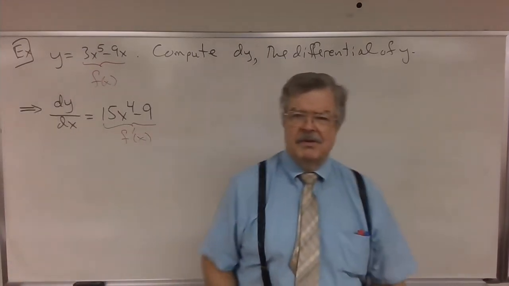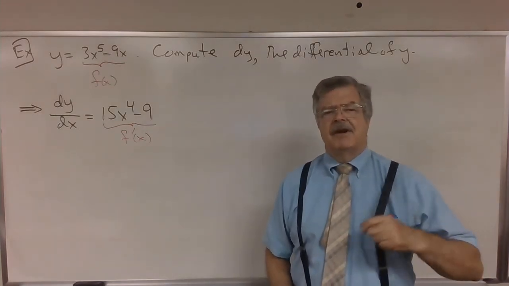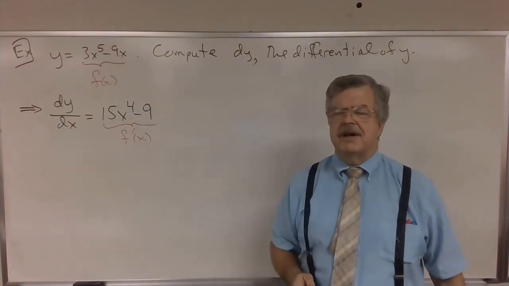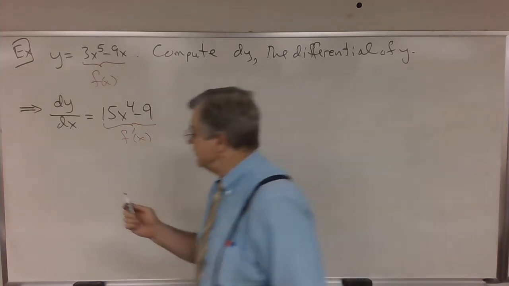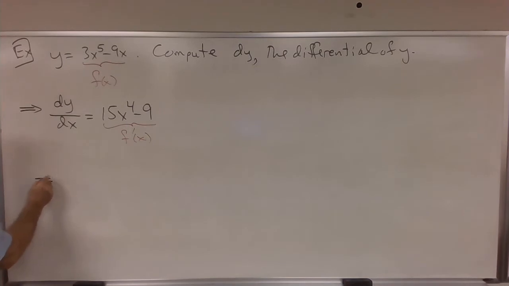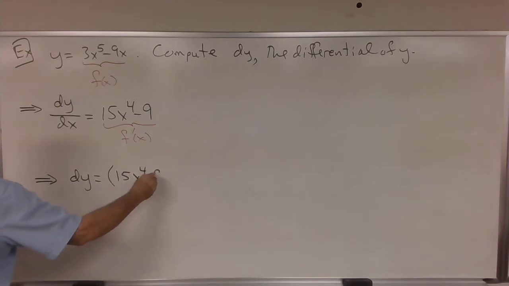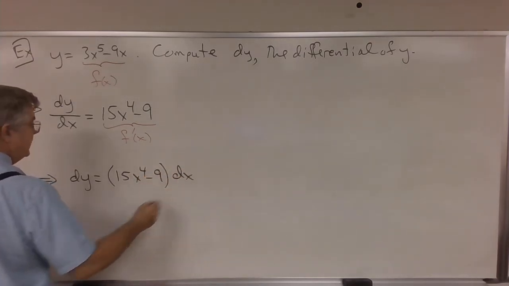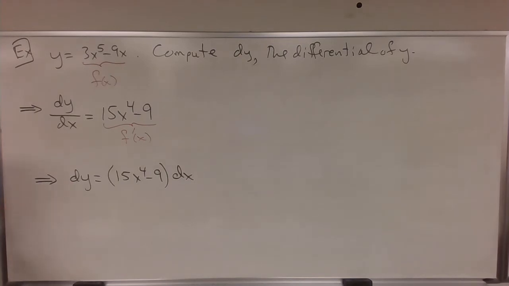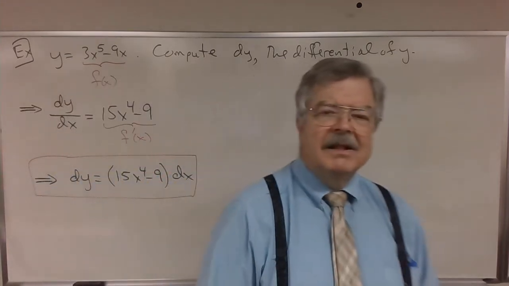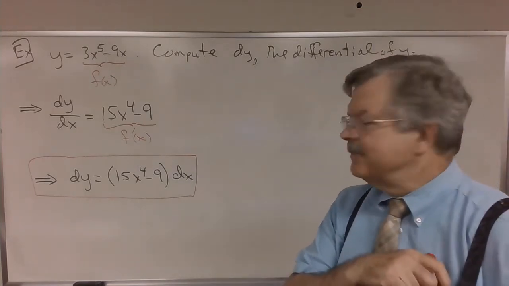And what do we do next if we're looking for dy? If you're hesitating but you're thinking multiply both sides by dx, you're right. dy is 15x to the fourth minus 9 dx. And it's that simple. Here's dy. This is what we wanted to compute. And we computed it. Well, that was too easy, wasn't it? Let's do another one, okay?